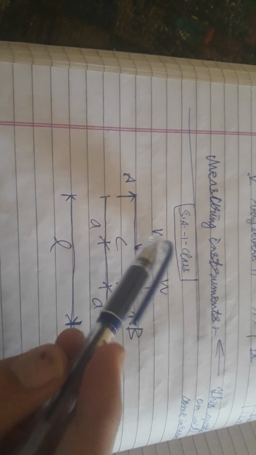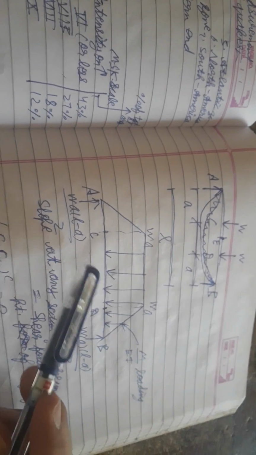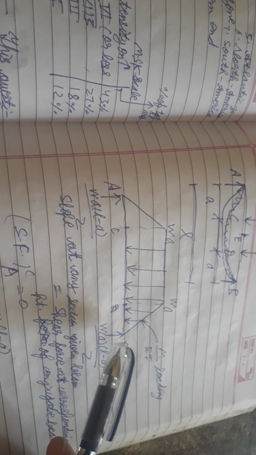Here this is A, this is C, this is D, this is W, this is W, this is A, L, then here A, this is W, this is E, this is D, B, this is A, this is L. Then A, C, D, B, W, A. This is M by EI loading, this is WA into (L minus A) by 2, this is WA into (L minus A) by 2.